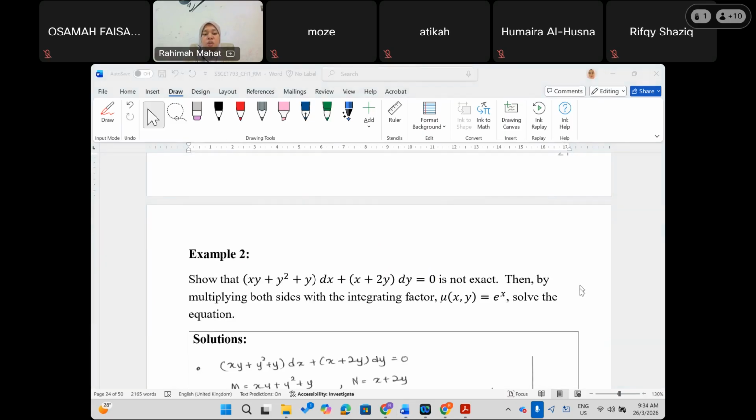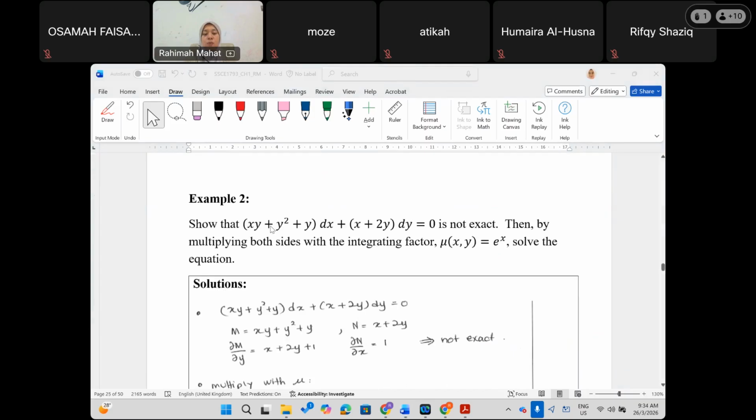This is the example. Show that (xy plus y squared plus y) dx, this is the equation, equal to 0, is not exact. Okay, so how do we show whether it is exact or not? You check whether delta M over delta y and delta N over delta x are equal or not. If that is not equal, it means that it is not exact. After you show that it is not exact, the second step is you multiply both sides with the integrating factor.